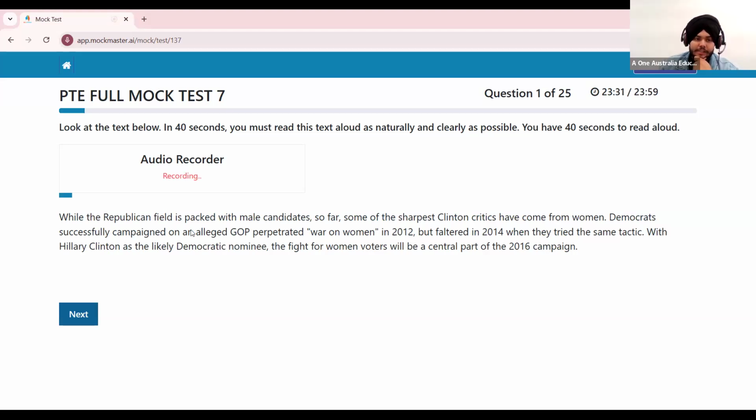While the Republican field is packed with male candidates, so far some of the sharpest Clinton critics have come from women. Democrats successfully campaigned on an alleged GOP something war on women in 2012, but faltered in 2014 when they tried the same tactic. With Hillary Clinton as the likely Democratic nominee, the fight for women voters will be a central part of the 2016 campaign.